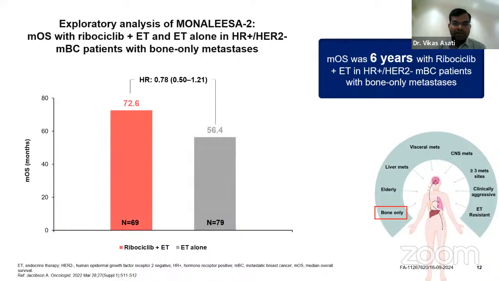So this is the graph. This is the exploratory analysis from the MONALEESA-2 trial, where they compared the median OS of ribociclib plus letrozole versus letrozole alone. And you can see the median OS was almost 6 years with ribo plus endocrine therapy. In stage 4 patients, 6 years is a big number. Even benign conditions like liver cirrhosis or CCF patients do not survive for 6 years. So this is about bone only metastasis.